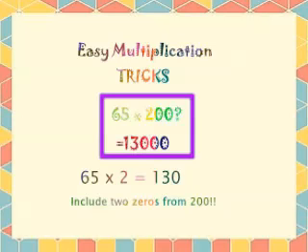Now we have easy multiplication tricks. If we have 65 times 200, it's very easy. You multiply the 65 times 2, it's 130, and then you add the two zeros that you have at the end, so the answer will be 13,000. Today we're learning how to multiply by tens, hundreds, and thousands.